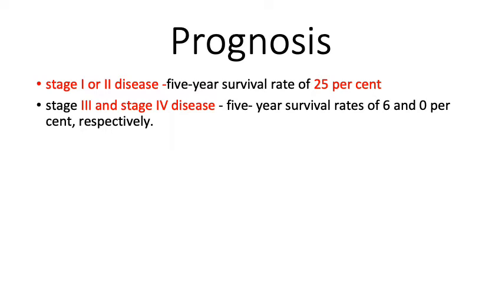Regarding the prognosis of adrenocortical carcinoma, for stage 1 and 2, the 5-year survival will be 25%, and for stage 3 and 4, the 5-year survival will be 6 and 0% respectively.